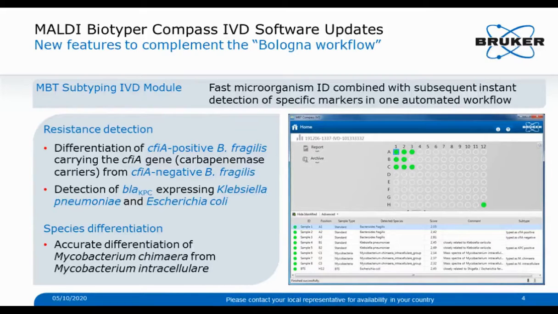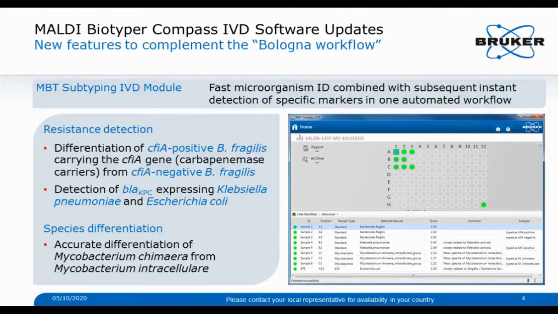Now, as first applications, we have introduced the differentiation of CfiA positive Bacteroides fragilis from those that are CfiA negative. The difference is that the positive Bacteroides fragilis are carrying a carbapenemase gene, which makes them highly resistant against carbapenem antibiotics. The second functionality is the detection of blaKPC expressing Klebsiella pneumoniae and Escherichia coli, which also have a strong resistance against carbapenem antibiotics.